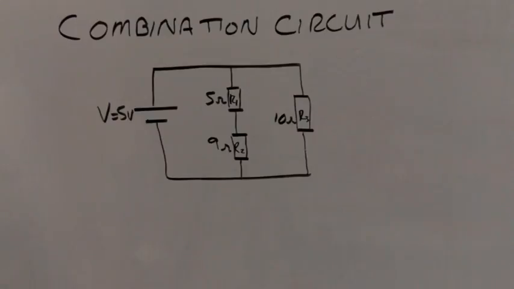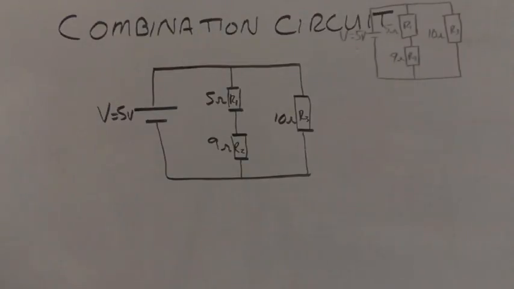Okay, so the 5 values that we're going to determine for this circuit are: 1. The total voltage of the circuit, 2. The total resistance of the circuit, 3. The total current through the circuit, 4. The current through each resistor, and 5. The voltage drop across each resistor.